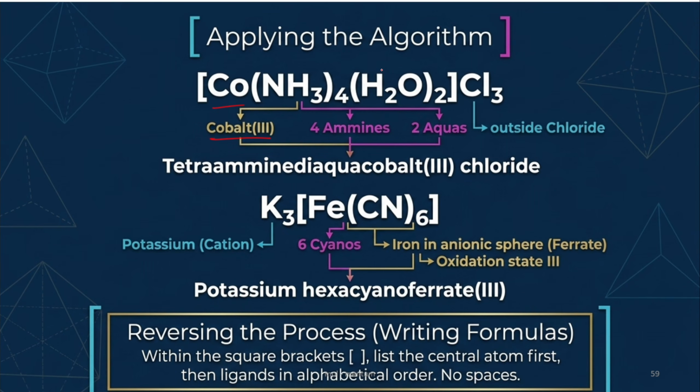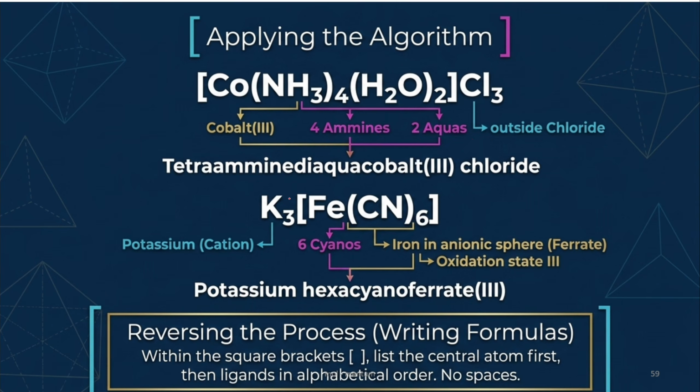So whatever we have discussed till now, this is the name of the metal, cobalt 3. Why 3? Because this is neutral, 0, this is also neutral. So only 3 because of this Cl3. So cobalt 3, then we have tetraamine, then diaqua, then outside this we have only chloride. You don't need to write trichloride.